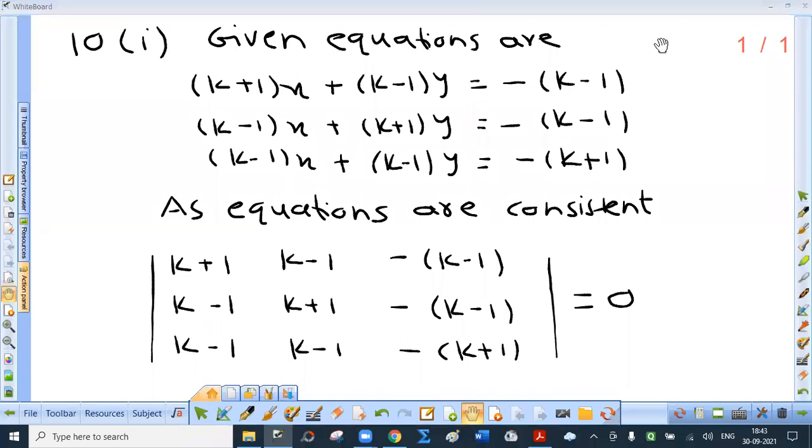Question 9 is for homework. Solve the following linear equations by Cramer's rule. Sum number 10. One minute.